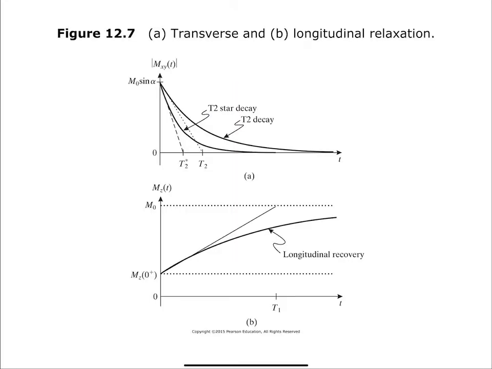And just to remind you here, this is the T1 longitudinal recovery, and then we have both T2 and T2 star decay. And as you can see, T2 star decay is always faster than T2 because T2 star decay consists of both T2 and that additional static inhomogeneity term, the T2 prime term.